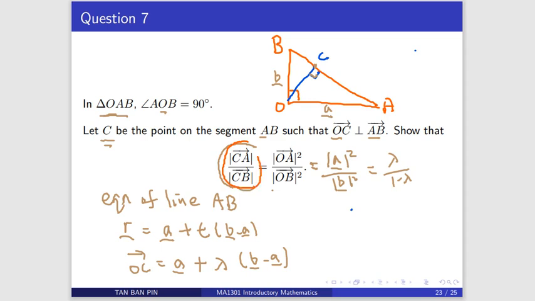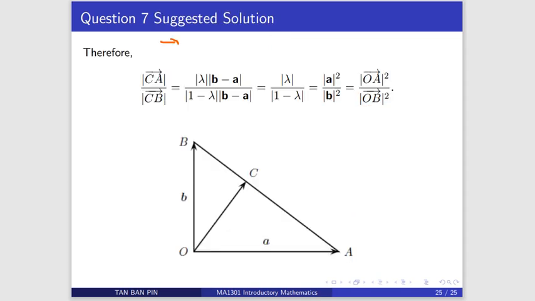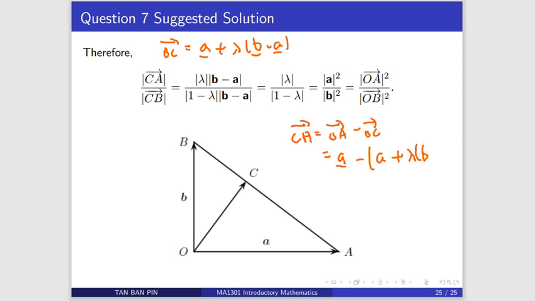Length of vector CA over length of vector CB is also lambda over 1 minus lambda. Remember, vector OC is A plus lambda (B minus A), right? So we can find vector CA. Vector CA is vector OA minus vector OC, so just A minus (A plus lambda (B minus A)). So A and A cancel, it gives you negative lambda (B minus A).